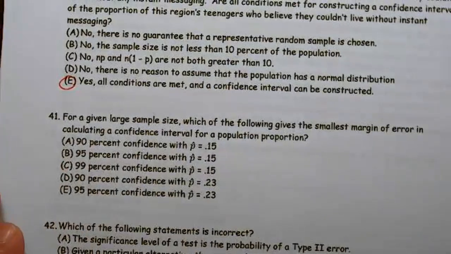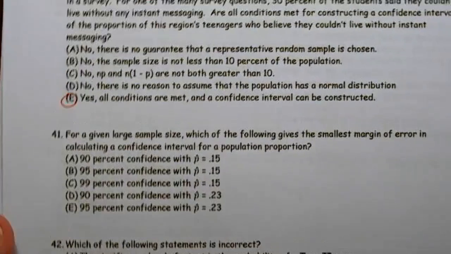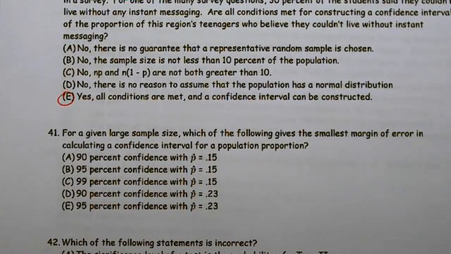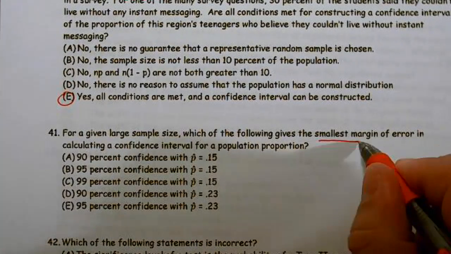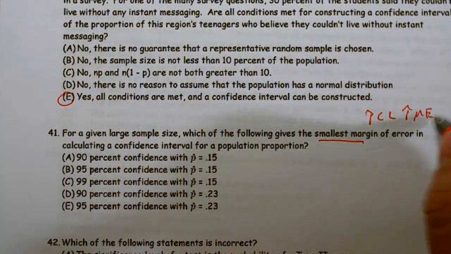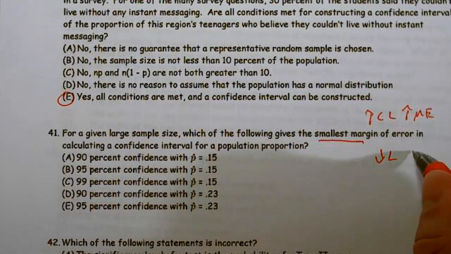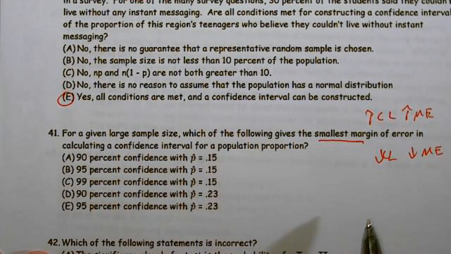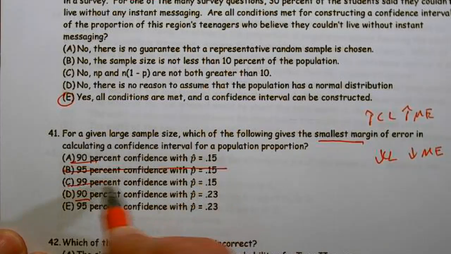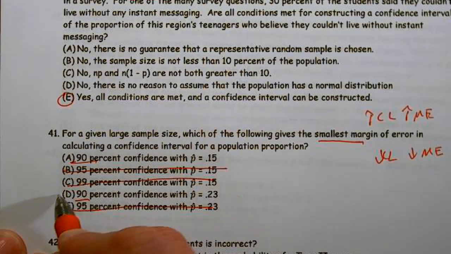All right, number 41. For a given large sample size, which of the following gives the smallest margin of error in calculating a confidence interval? So we want the smallest margin of error. As the confidence level goes up, the margin of error goes up. As the confidence level goes down, the margin of error goes down. So we want the smallest confidence level. Well, our smallest confidence level is 90%. So that gets rid of these. So we're looking at A and D.